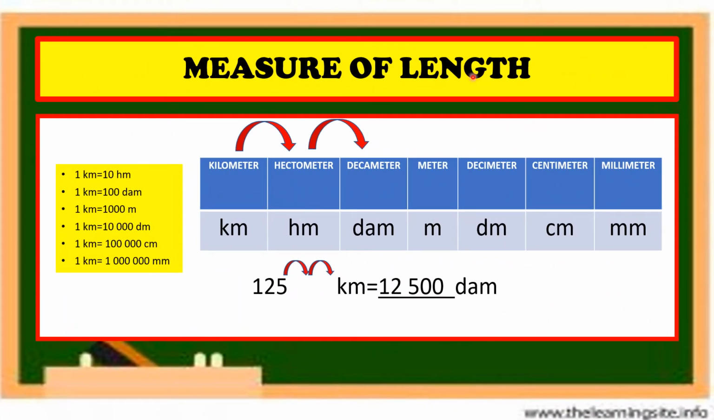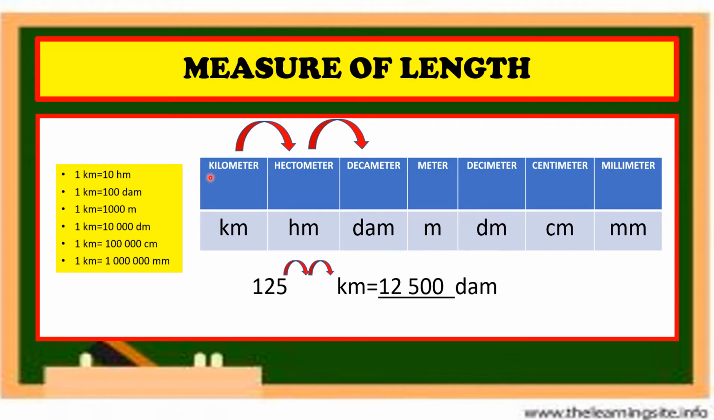We have measures of length: kilometer, hectometer, decameter, meter, decimeter, centimeter, millimeter. 1 kilometer equals 10 hectometers. 1 kilometer is 100 decameters. 1 kilometer is 1,000 meters. 1 kilometer is 10,000 decimeters. 1 kilometer is 100,000 centimeters. And 1 kilometer is 1 million millimeters.